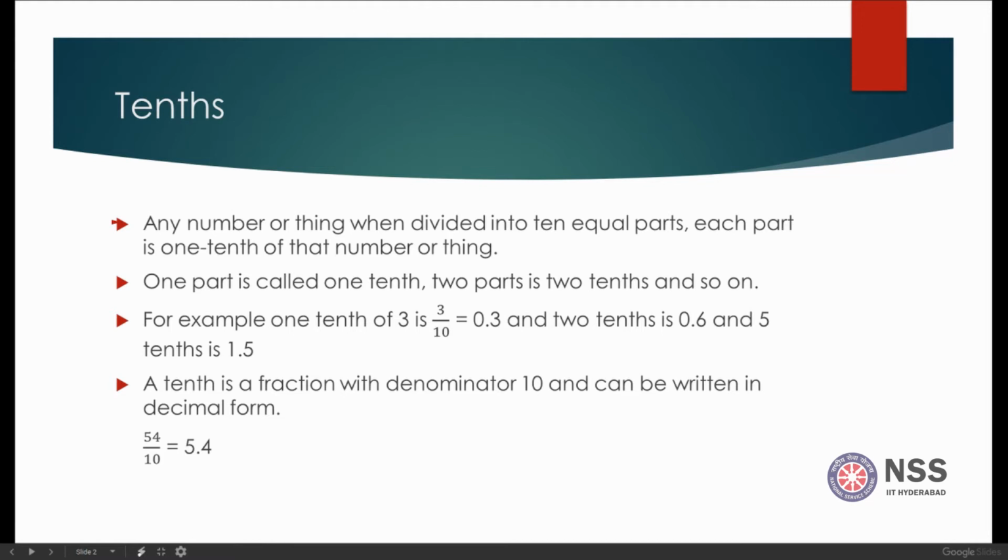By this definition, we can understand that a tenth is something which has a denominator of 10, because we are dividing into 10 equal parts. That can be written in the form of decimals. For example, if we divide 54 into 10 equal parts, each part is 54 by 10, that is 5.4. I guess you understood tenths.